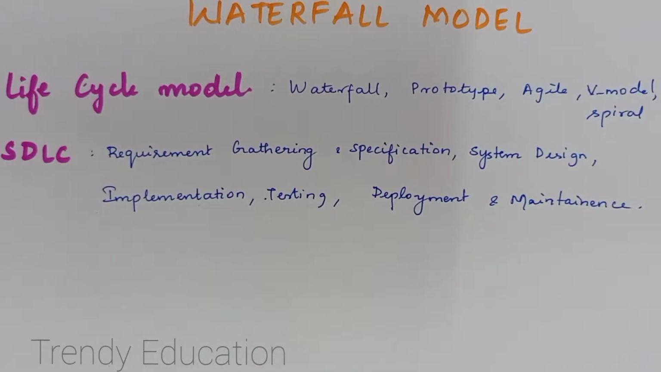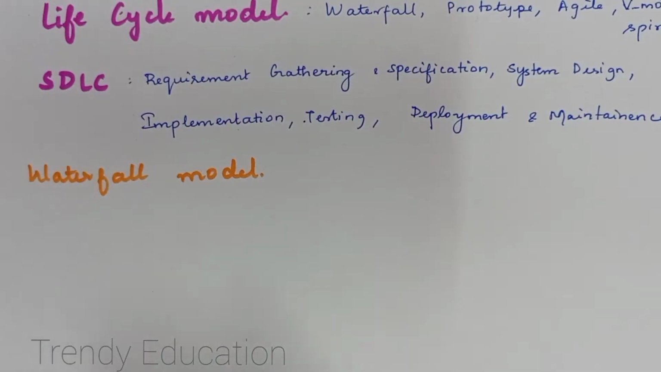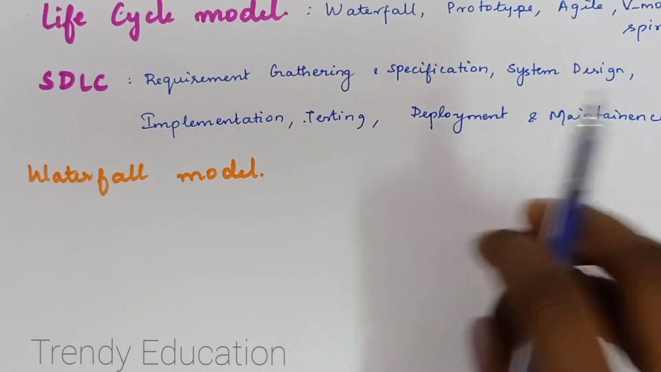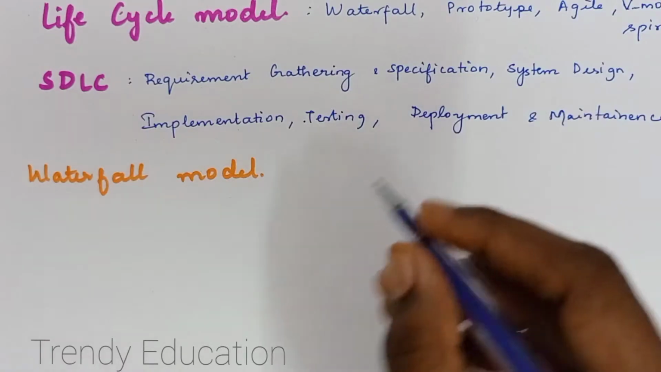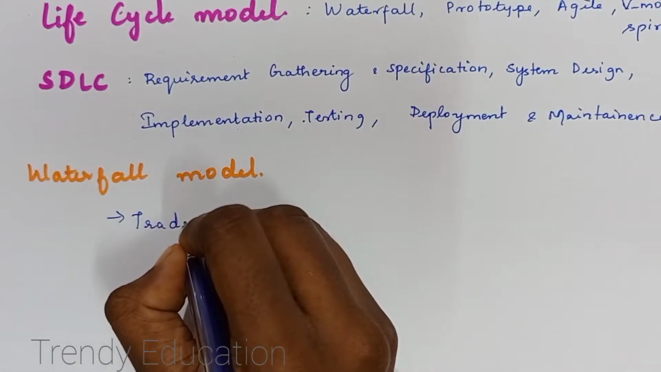Now let me explain what the waterfall model is, when we use it, and its advantages and disadvantages. Now coming to the waterfall model. The waterfall model is one of the traditional models which people use to develop software. So this is one of the traditional techniques or traditional methods, whatever we say.